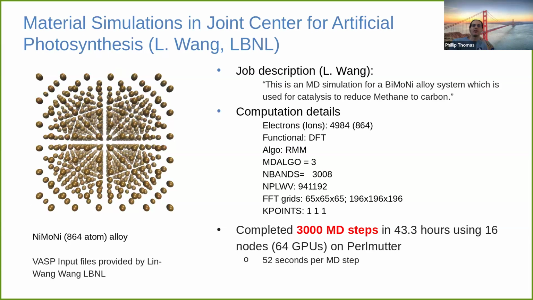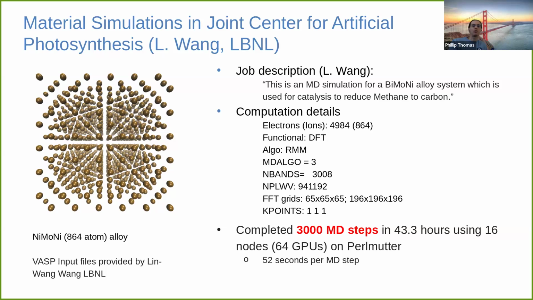Finally, we have this calculation on this bismuth molybdenum nickel system, which is an alloy system used for catalysis to reduce methane to carbon. It's believed that at certain temperatures, this liquid alloy system may form some clusters, which could help the catalytic properties. This is an example of a VASP calculation on many atoms, in this case 864, with a very large number of molecular dynamics steps.